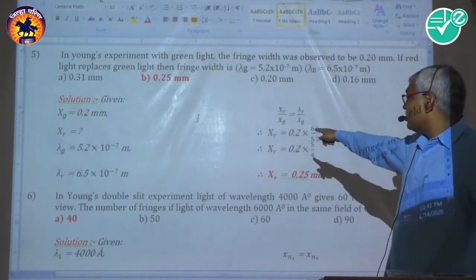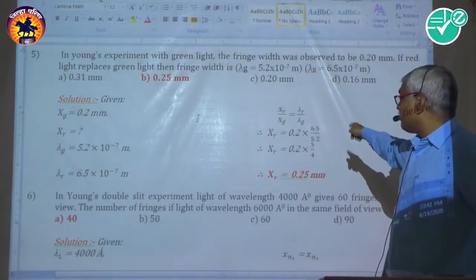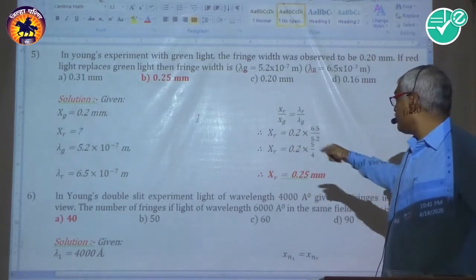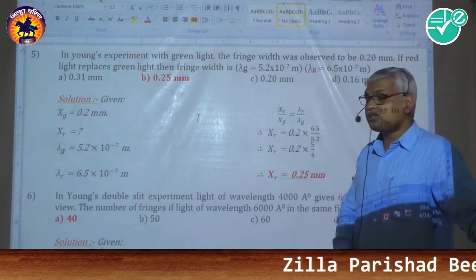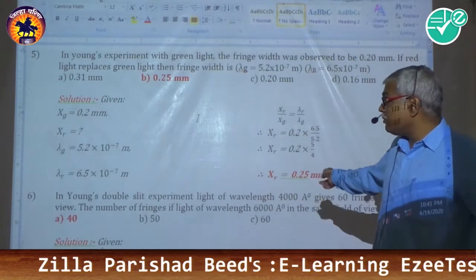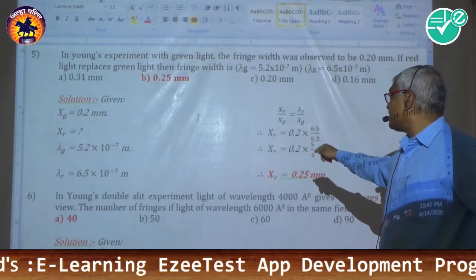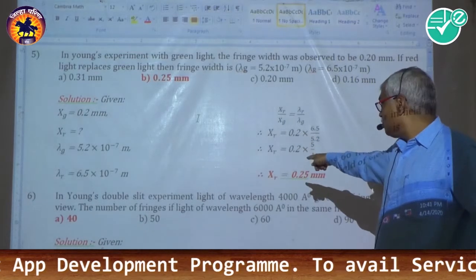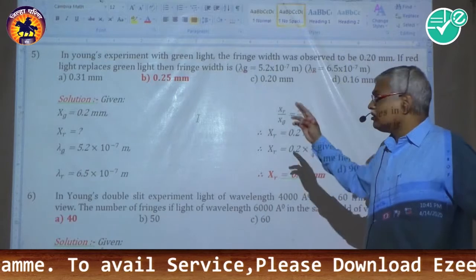Put the values given. Therefore, Xr is equal to Xg, that is 0.2 millimeter, multiplied by lambda r, 6.5 into 10 to the power minus 7, divided by 5.2 into 10 to the power minus 7. The 10 to the power minus 7 cancel, and the answer obtained is in millimeter because we have put the value of Xg in millimeter. Therefore, we get Xr is equal to 0.2 millimeter multiplied by 5 by 4. By solving this, we get Xr is equal to 0.25 millimeter. That is option B.